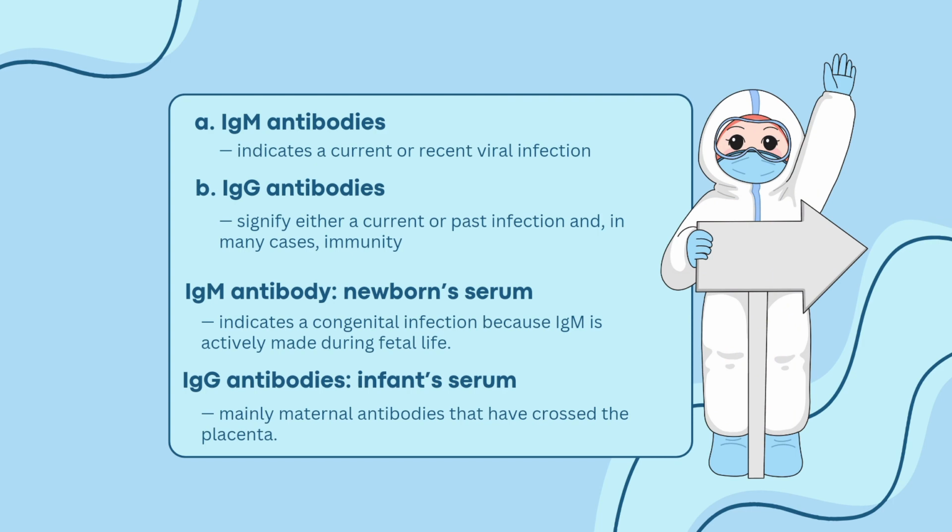Virus-specific IgM antibody in the newborn serum indicates a congenital infection because IgM antibody is actively made during fetal life. In contrast, IgG antibodies in the infant serum are mainly maternal antibodies that have crossed the placenta. Current infections in the adult or newborn may also be detected by immunoassays for viral antigens in serum or other clinical samples, or by the presence of viral nucleic acids that can be detected by molecular methods.